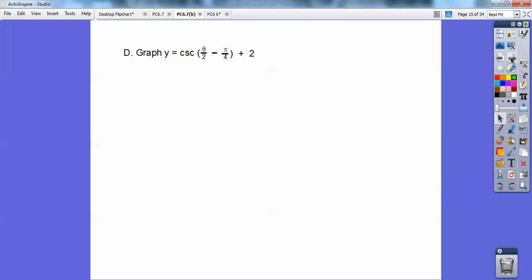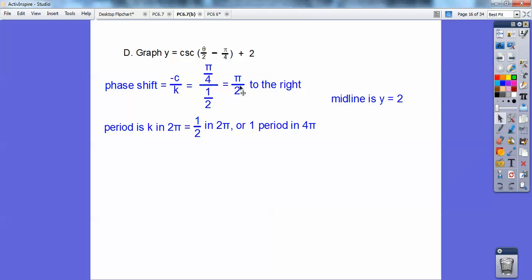Okay, let's graph this guy. Pretend like that's a sine curve, and then we'll reciprocate it and do the horseshoes. First of all, it has a midline at +2. The phase shift is always opposite c over k, where k is the number in front of theta, which is 1/2. So my phase shift is pi/2, and it's going to be to the right because of that minus sign. The midline's +2, and your period is 2 pi over k. In this case, k is 1/2, so it's 1/2 equals 2 pi over the period. Multiply both sides by 2, and my period's going to be 4 pi.